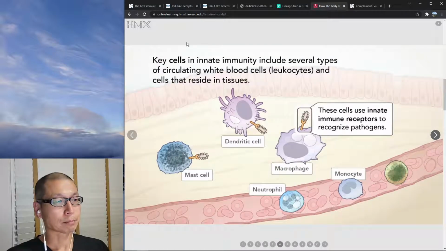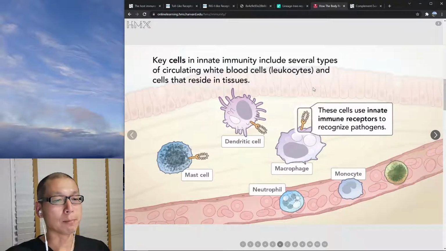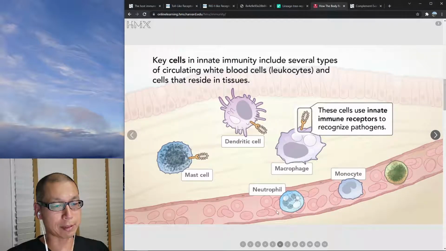All right. So the cells in the immune system include several types of circulating white blood cells. So let's go back to this. All these cells are called white blood cells. The lymphocytes, the granulocytes, the macrophages, the dendritic cells, the mast cells. These are all called white blood cells. So the major innate immunity cells are these cells. So you see the same things: neutrophils, monocytes, dendritic cells, macrophages, and mast cells.